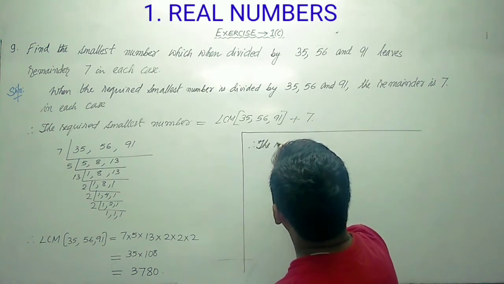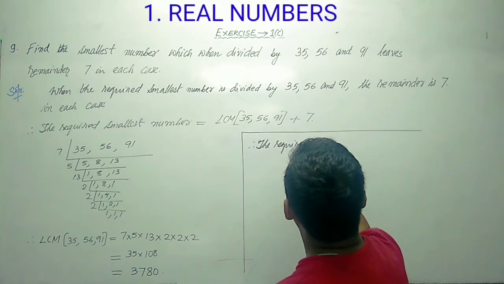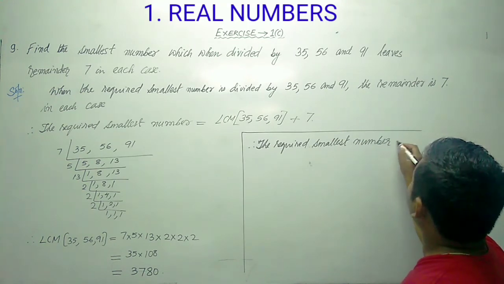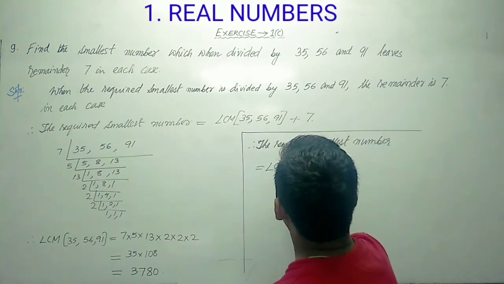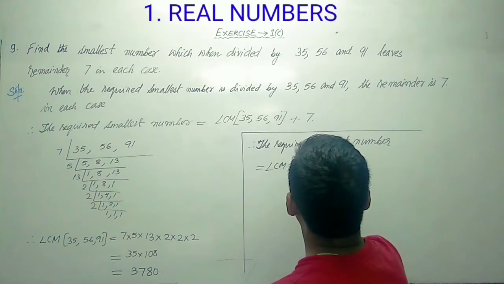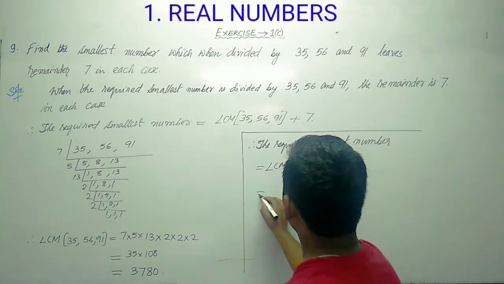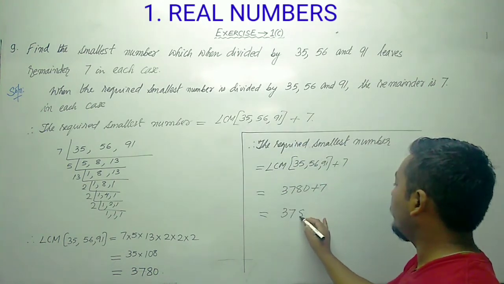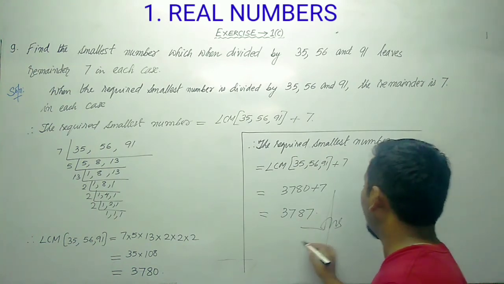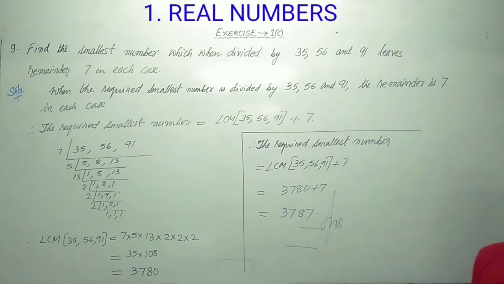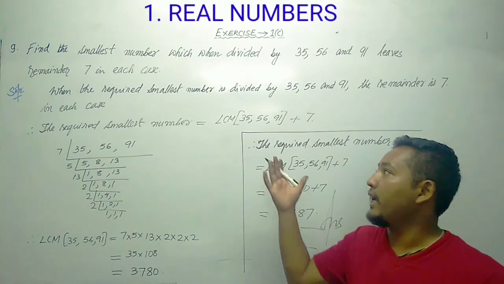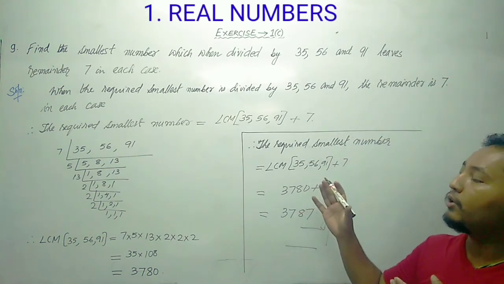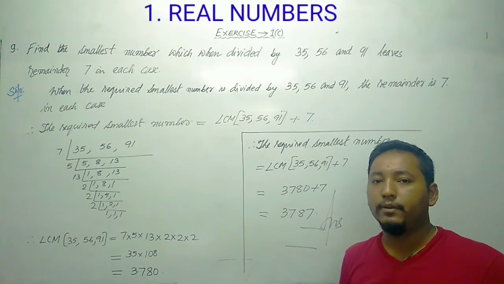Therefore, the required smallest number equals the LCM of 35, 56, 91 plus 7. What is the LCM? 3780 plus 7. When you add them, you will get 3787. That is our required answer. So when they say the smallest number, it is LCM, and when they say the biggest number, it is HCF. So with this, we have completed our exercise 1C.